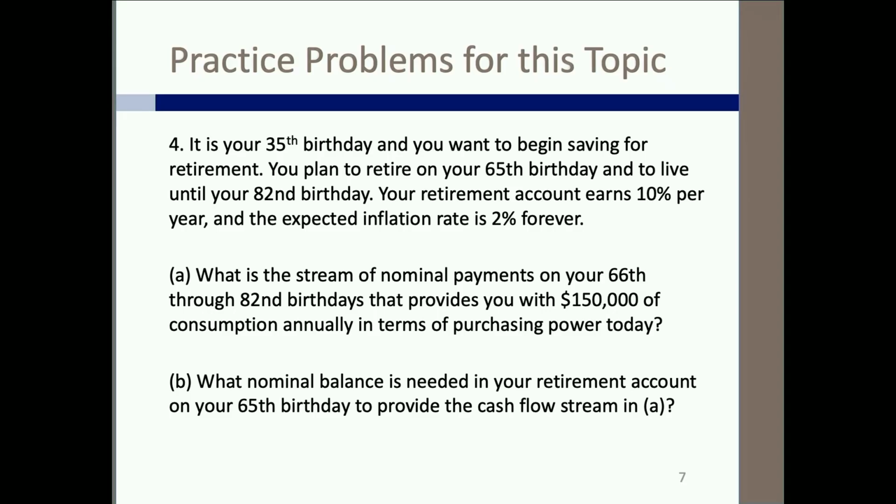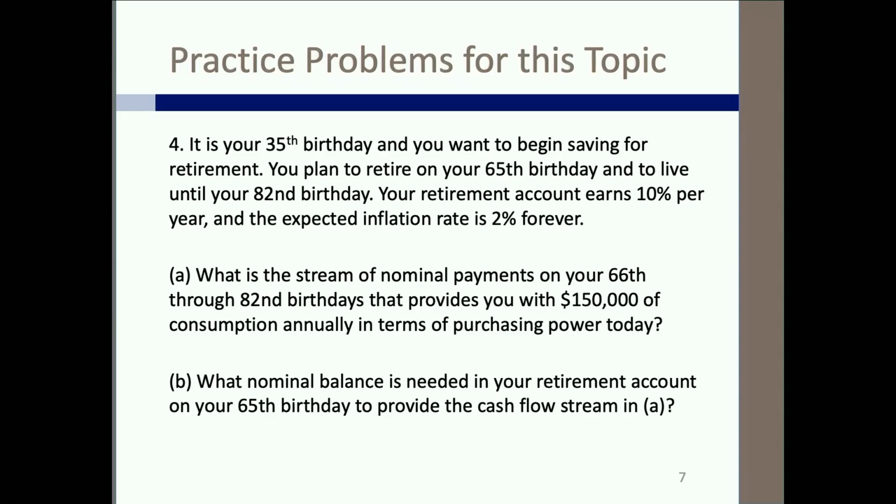A, what is the stream of nominal payments on your 66th through 82nd birthdays that provides you with $150,000 of consumption annually in terms of purchasing power today? Okay, so what payments could you get for your 66th birthday, 67th birthday, 68th birthday that would give you the same purchasing power as having $150,000 today? Make sense? That's what A is asking.